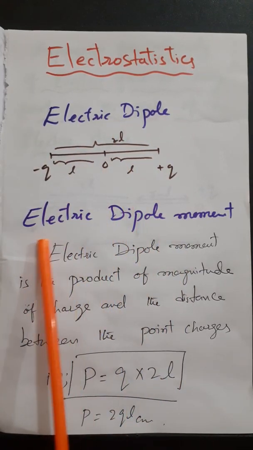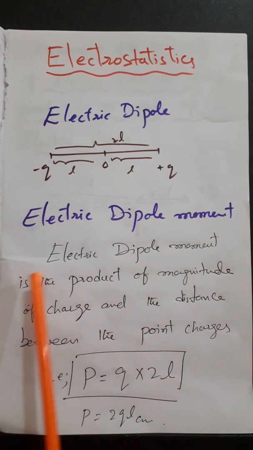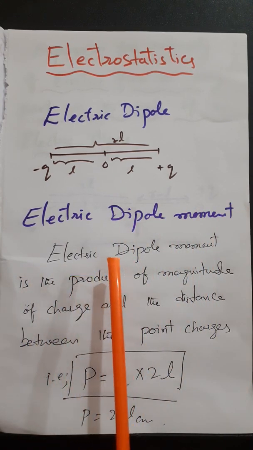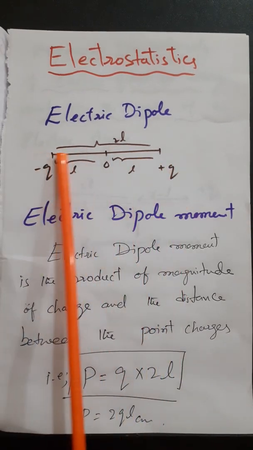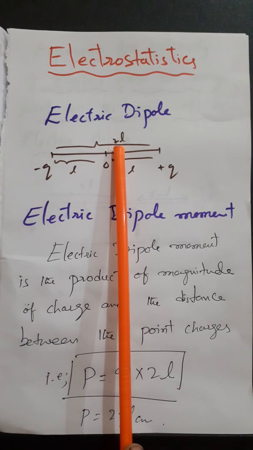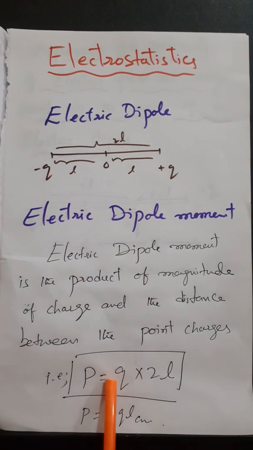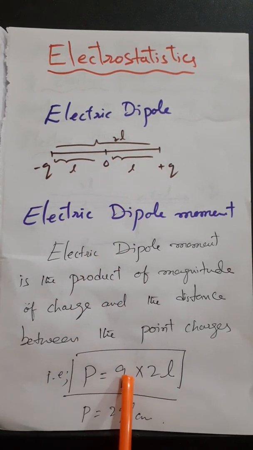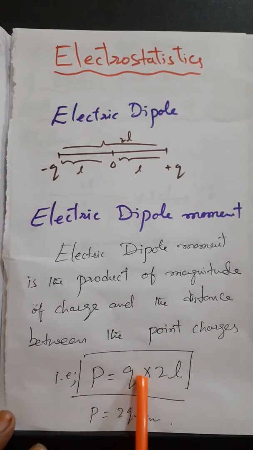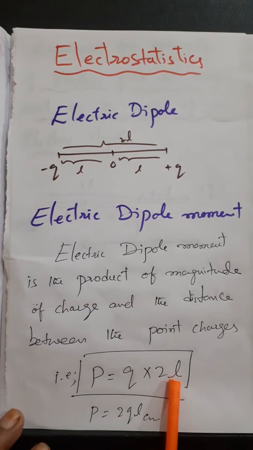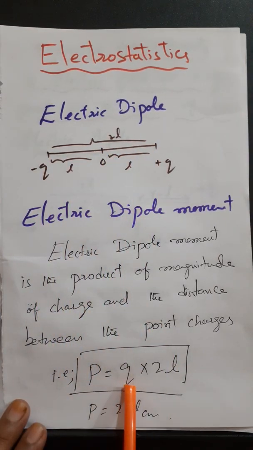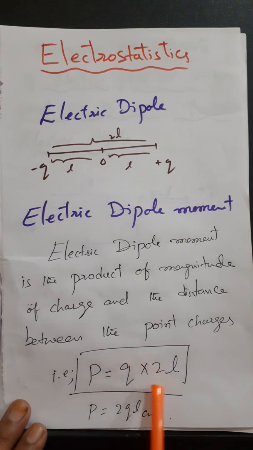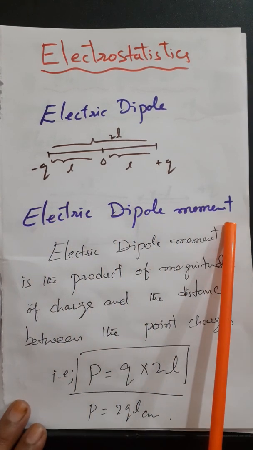Now, what about electric dipole moment? Electric dipole moment is the product of the magnitude of one of the charges and the distance between the two charges. So it is the product of the magnitude of plus q or minus q, and the distance between the two charges, which is 2l. That can be written as p is equal to q into 2l, and this is known as the electric dipole moment.